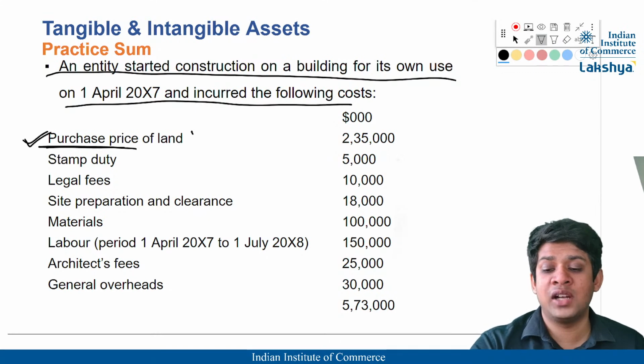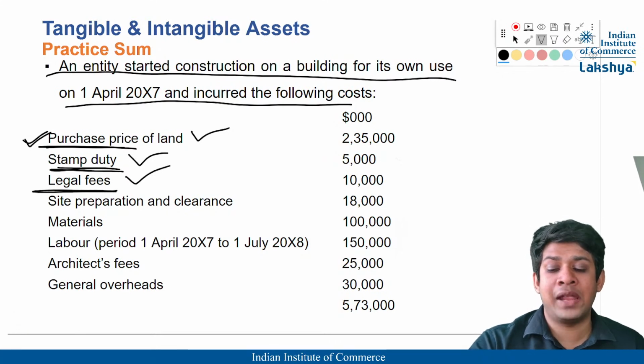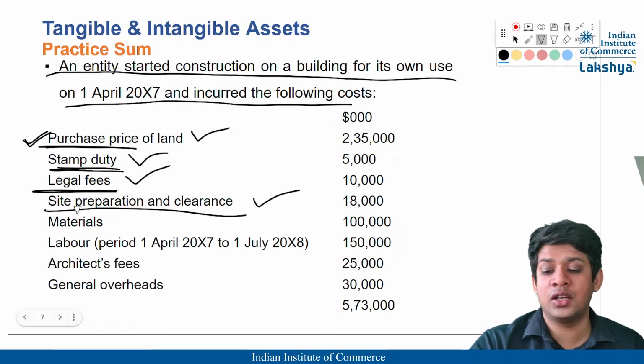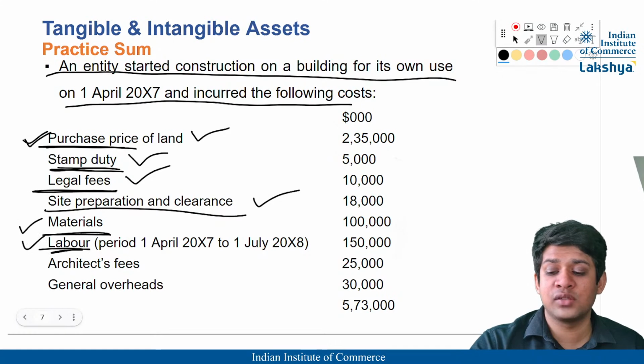Firstly, they've incurred the cost for purchasing the land. So the purchase price will definitely be included. Stamp duties paid will be included. Legal fees paid will be included. Site preparation and clearance, we just saw, will be included. Materials and labor will also be included, but there are separate adjustments for them. So we'll look at those adjustments.